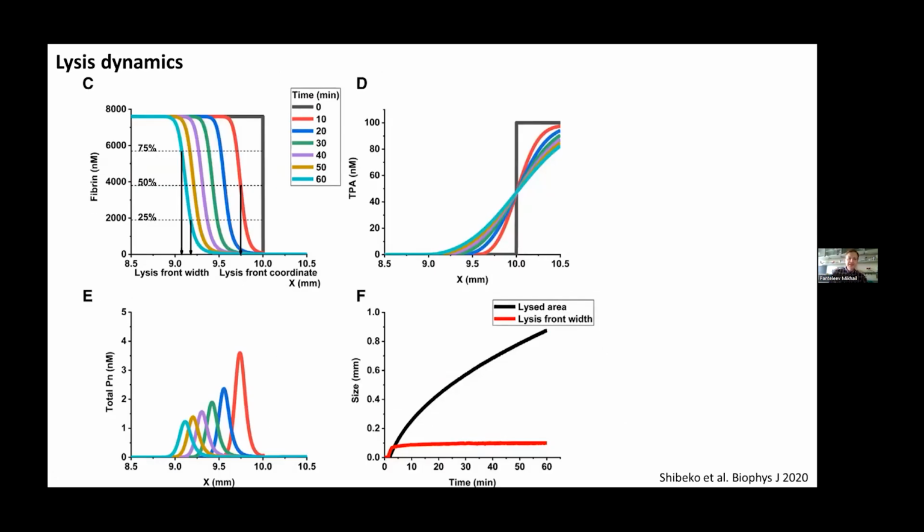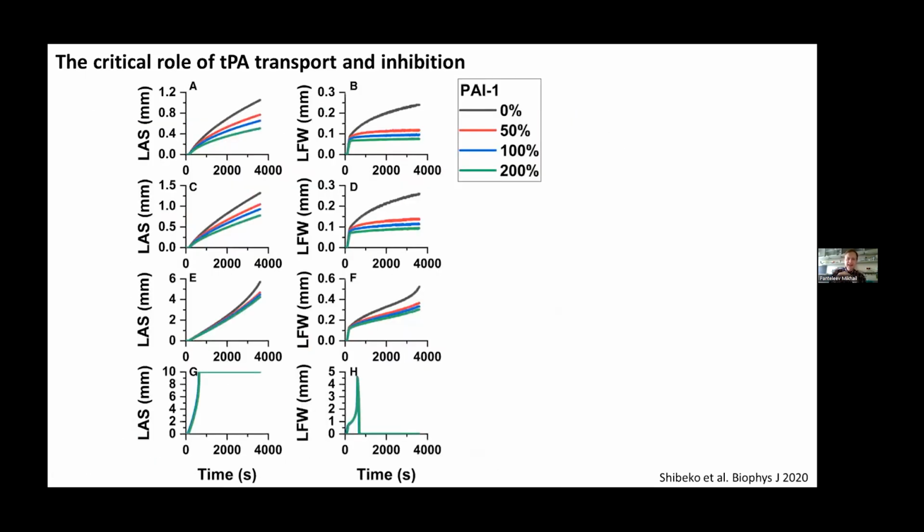In addition, the critical component is inhibition of TPA by PAI-1. In the beginning, we did not believe this inhibition to be important because the concentration of TPA used in treatment is much greater than the plasma concentration of PAI-1. Unexpectedly, PAI-1 had a profound effect on the efficiency of clot lysis, as you can see here.